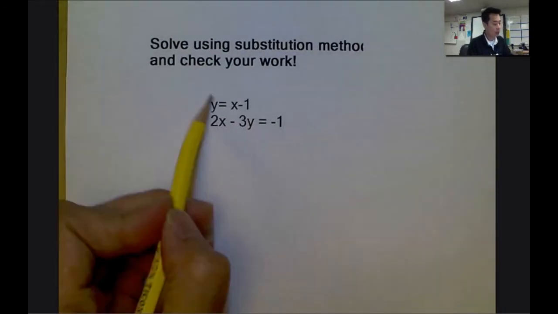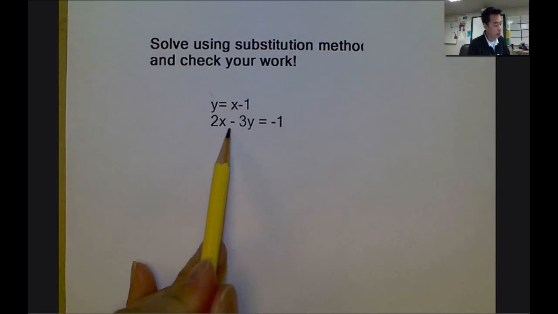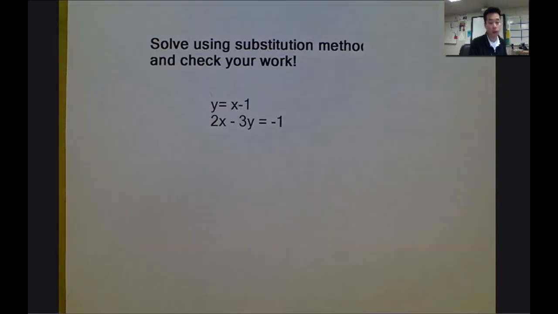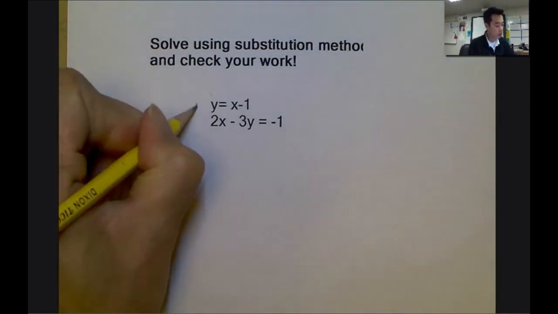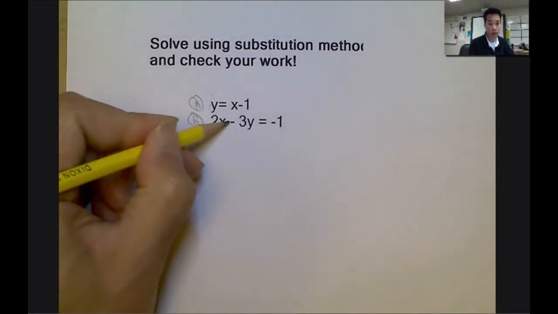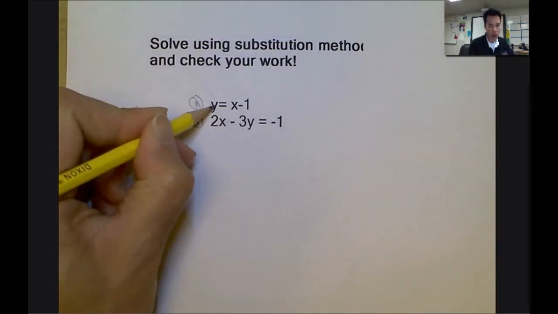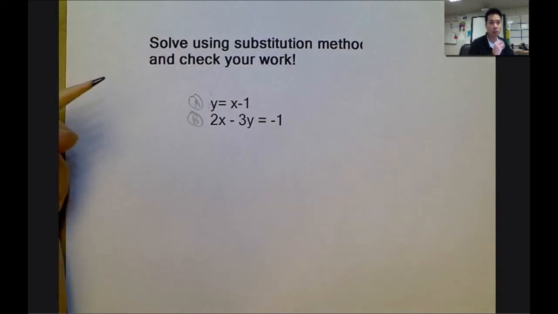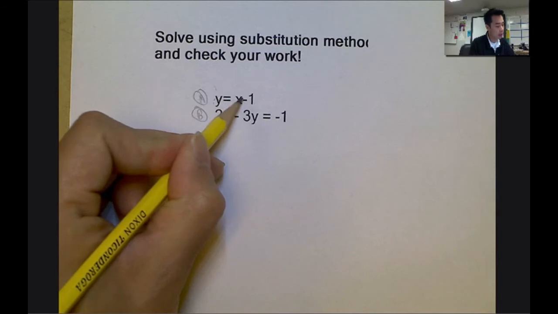I get y is equal to x minus 1. I get 2x minus 3y is equal to negative 1. I'm going to go ahead and use equation A, equation B. I'm going to use this one to substitute into this one because y is already by itself. You always want to choose the one that is a little bit more manageable to play with.